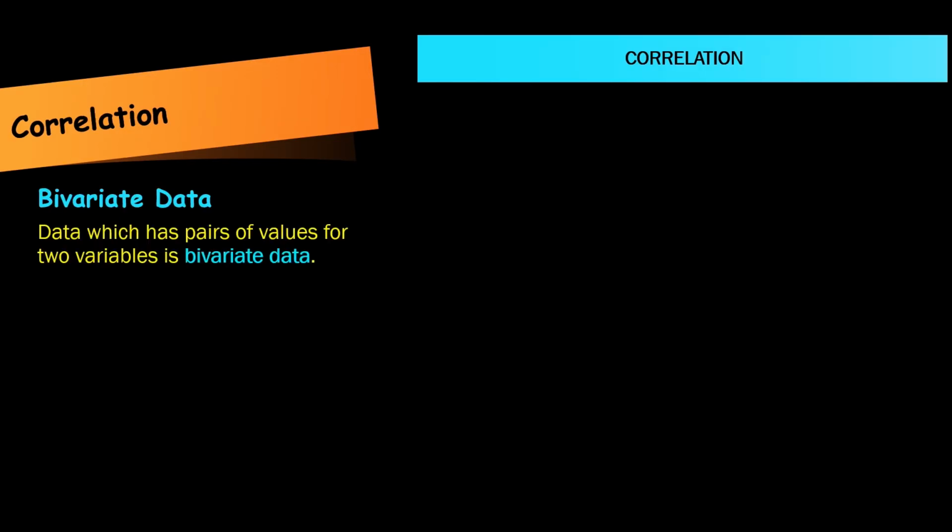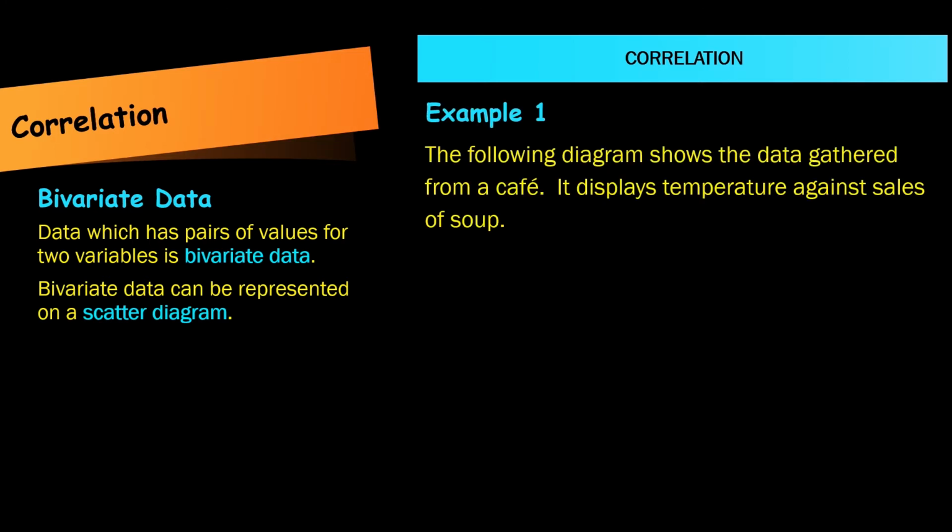What is bivariate data? Data which has pairs of values for two variables is bivariate data. It can be represented on a scatter diagram. So, for example, the following diagram shows the data gathered from a cafe. It displays temperature against sales of soup.